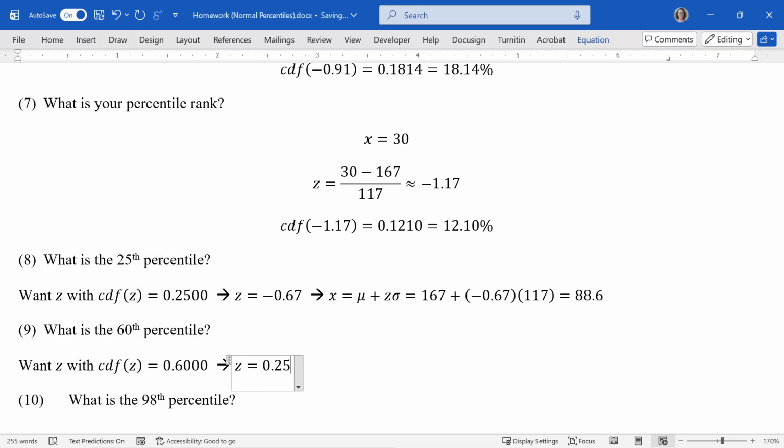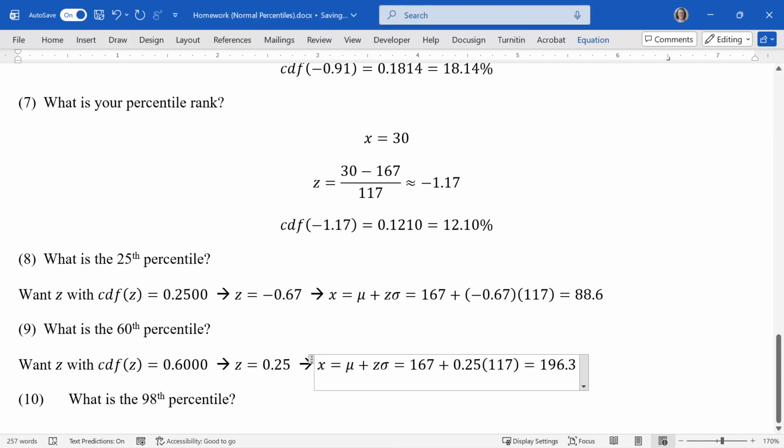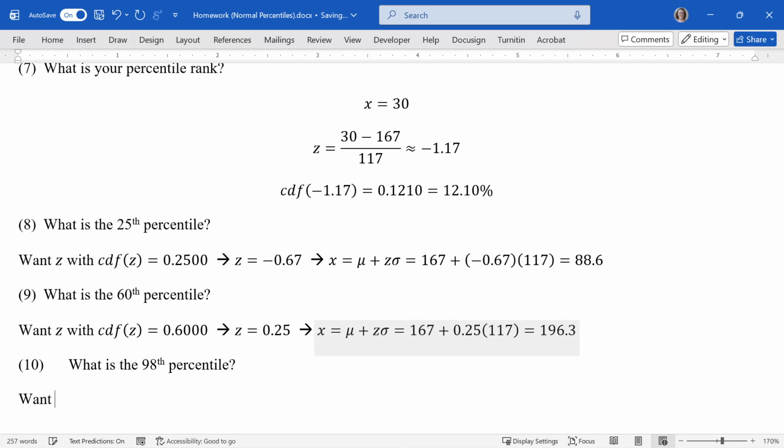0.25. Right, now I convert the z-score into a data value with the formula mu plus z sigma. 167 plus 0.25 times 117. I'm getting 196.3.